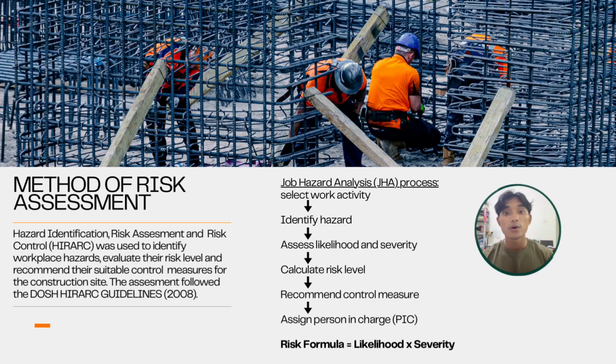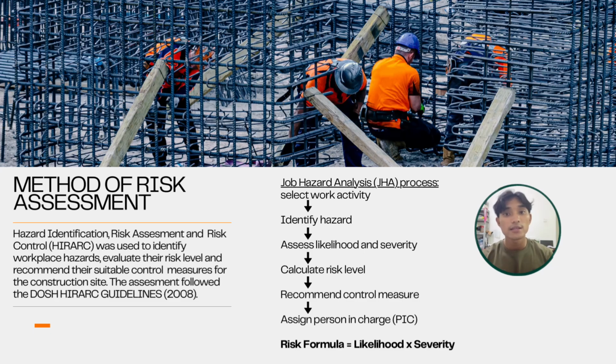First, we select the work activities that require assessment. Second, we identify the hazards associated with each activity. Third, we evaluate each hazard using 2 criteria, likelihood and severity. Likelihood measures the probability of the hazard occurring, while severity measures the seriousness of its consequences if it happens. The risk score is then calculated using the formula: risk equals likelihood multiplied by severity.